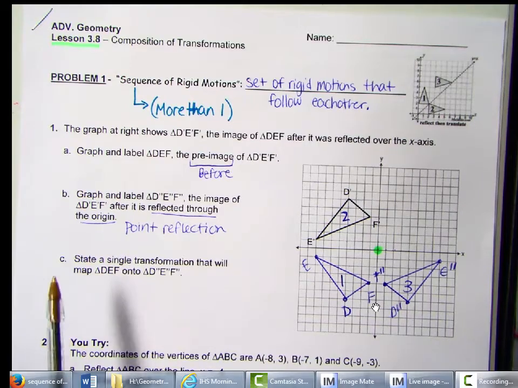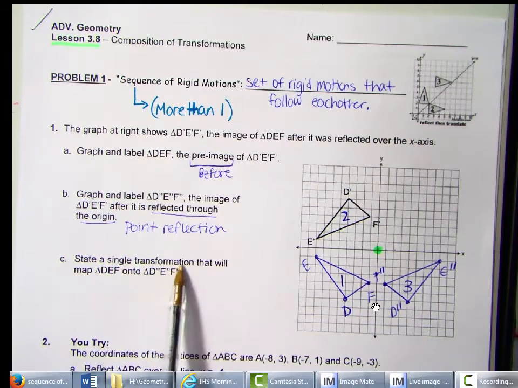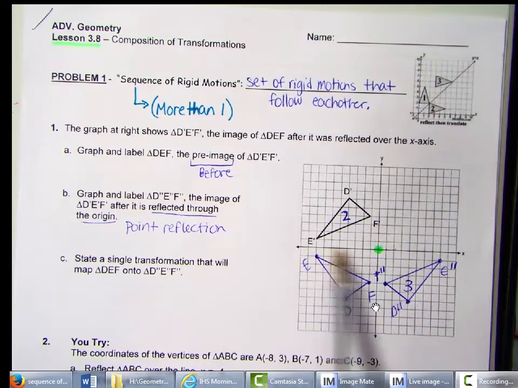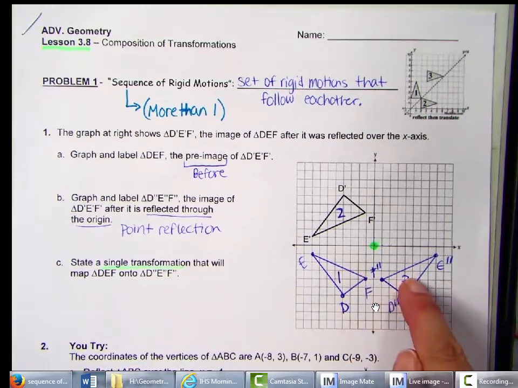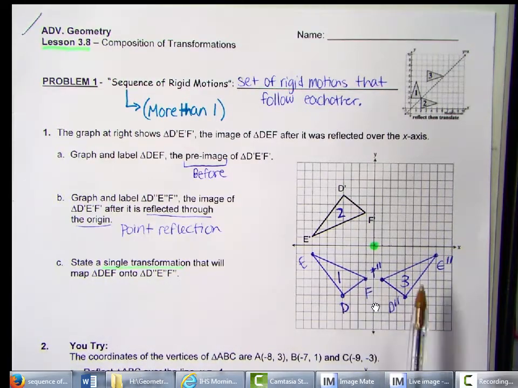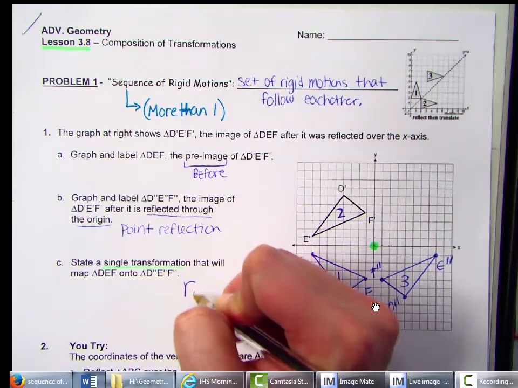Now here's an interesting question. State a single transformation that will map DEF onto double prime. So forget the middle image, forget number 2. Is there a single transformation that would take us from 1 to 3? Single meaning that there is one transformation that can bring us from triangle 1 to triangle 3. So I definitely think that there's one transformation we can do that would get us from number 1 to number 3, and that would be a reflection over the y-axis.